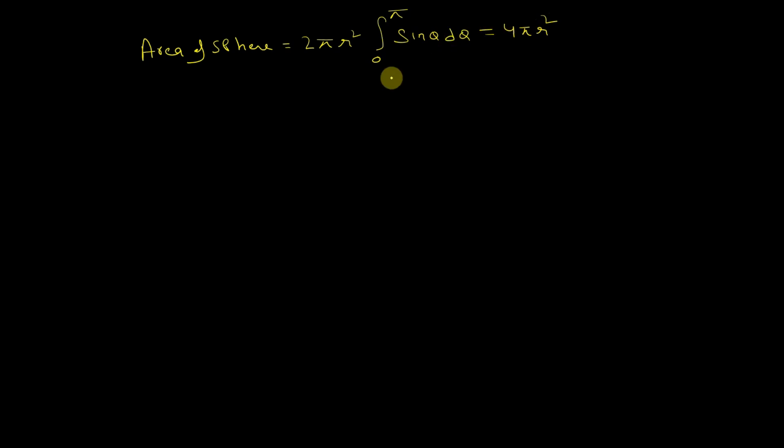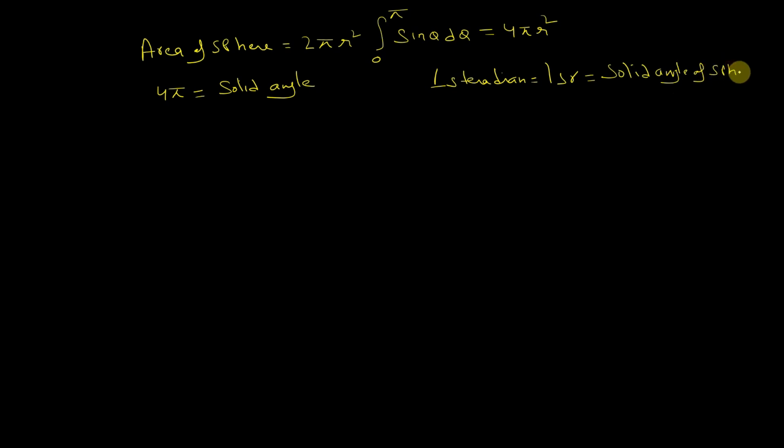Now here we can say that 4 pi is the solid angle. So what is this 1 steradian? 1 steradian is equal to 1 SR, where SR is the abbreviation for steradian. That is the solid angle of the sphere divided by 4 pi.